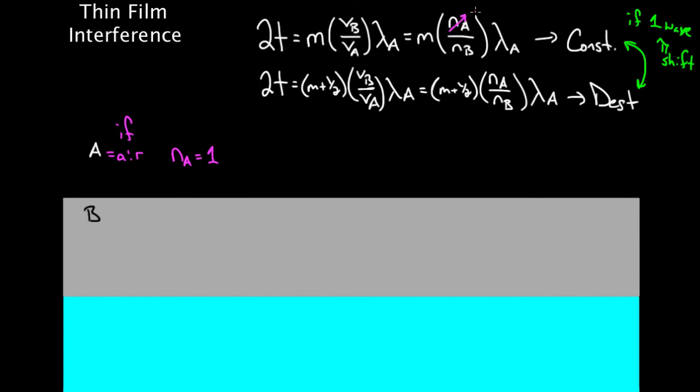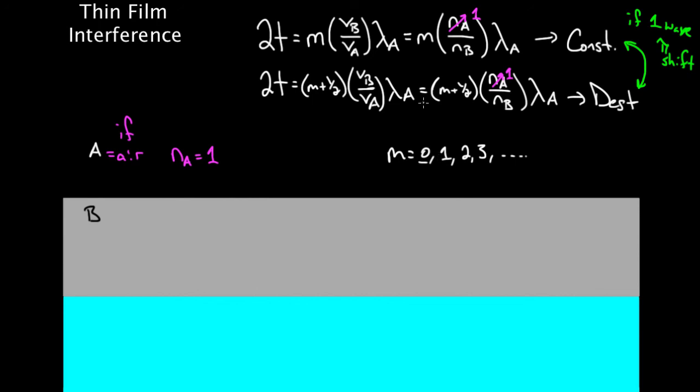This just becomes 1. And this up here just becomes 1. So you end up with m times 1 over nb times lambda a. Or in other words, m times lambda a over nb would give you constructive, and m plus a half times lambda a over nb would give you destructive for every m equals 0, 1, 2, 3, and so on.